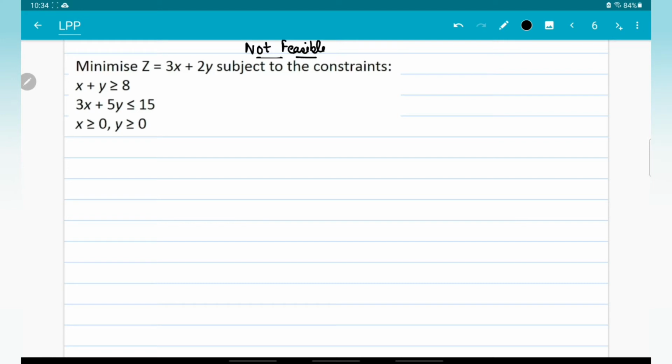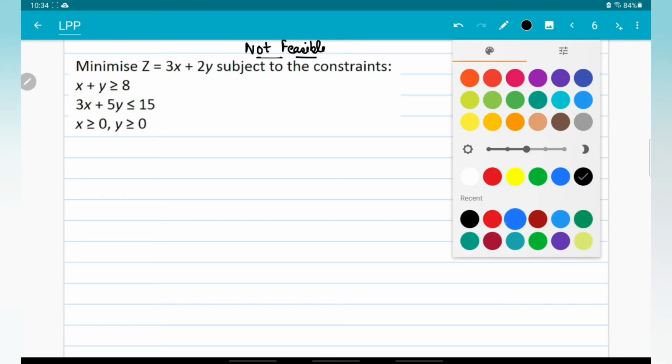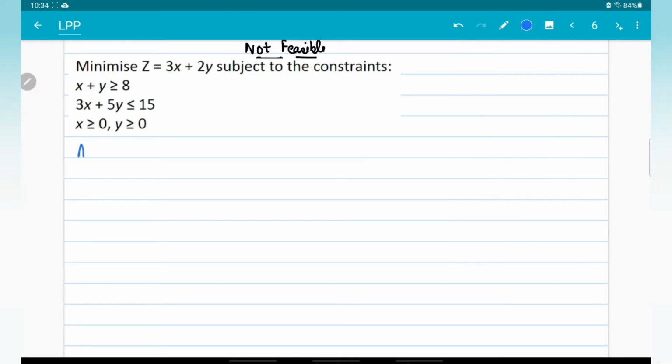Now we solved a bounded region problem. Now let us see an example for not feasible also. So in this case, you can see they have asked us to minimize. So this one is our objective function and these three are our constraints. Okay, so the first step is to find the points, and then we are going to plot them. So let us write our inequalities.